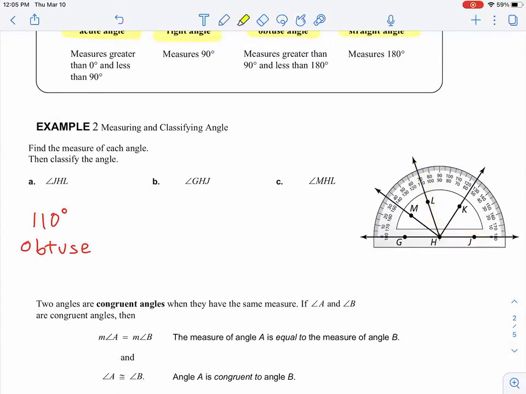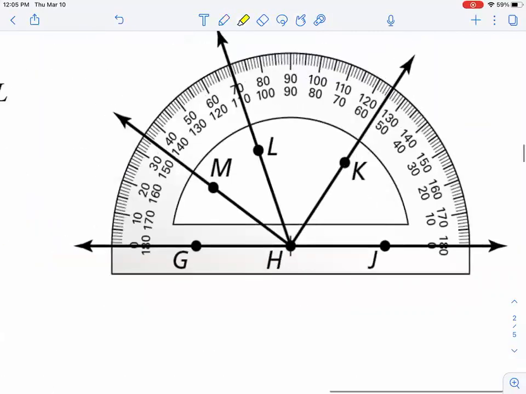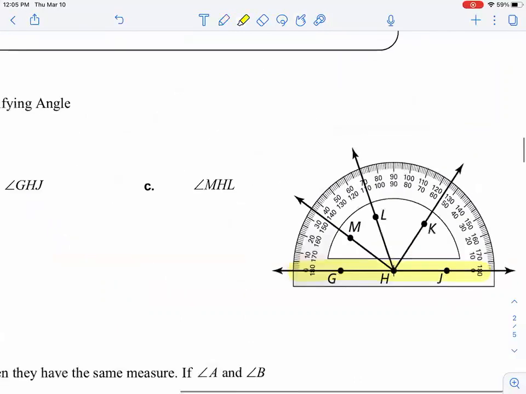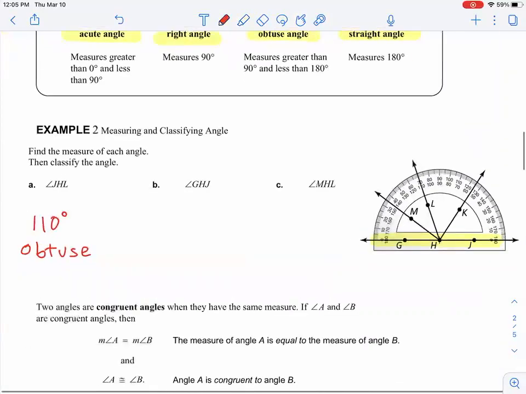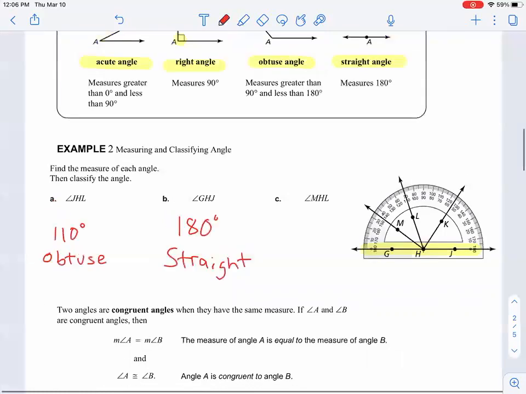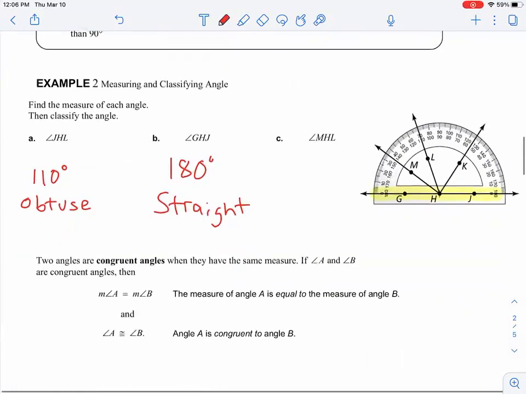All right, let's do the next one. GHJ means I start at G, go to H, go to J. Well, that is a straight angle. So I'll classify it first. That is a straight angle. And all straight angles are 180 degrees.